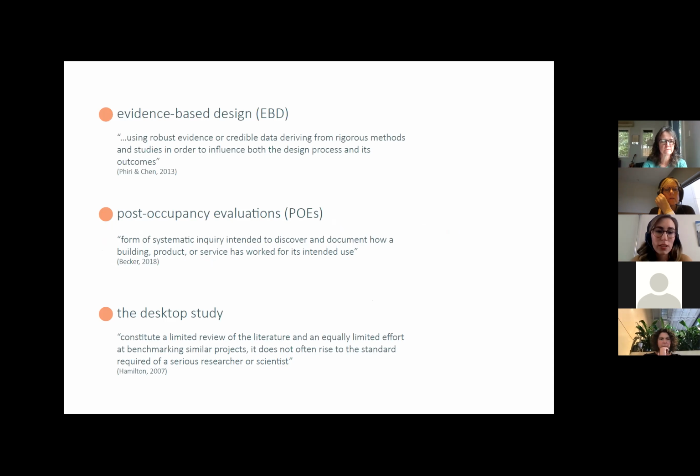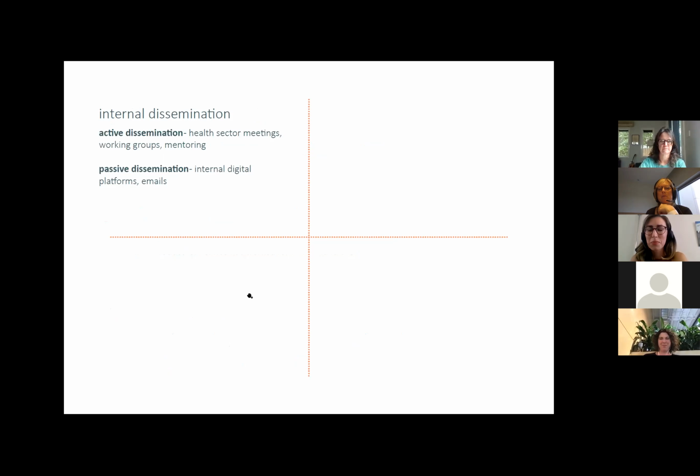They constitute a limited review of the literature and an equally limited effort of benchmarking similar projects. It does not often rise to the standard required of a serious researcher or scientist. His commentary is essentially that it's not rigorous enough. Yeah, and a lot of people would say it's not actually research. Absolutely. And so I've got four main categories of results here.